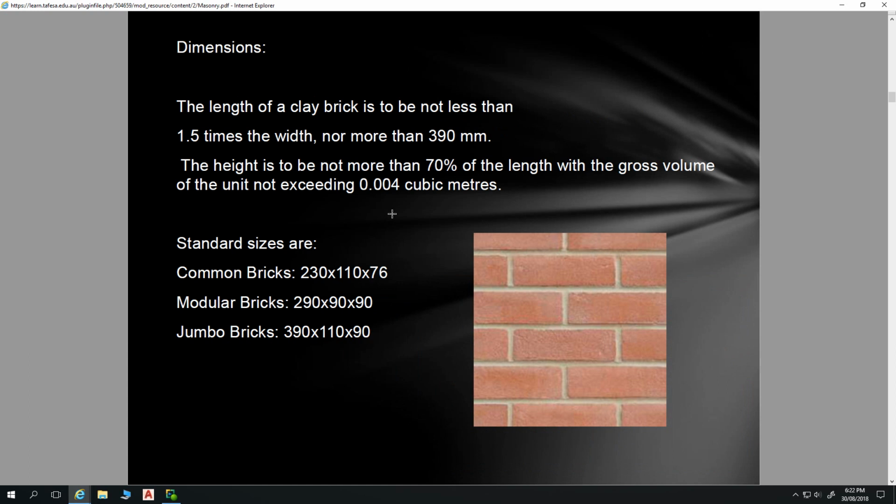Just some aspects around the Australian standard that governs the size of bricks. So the length of the clay brick is to be not less than 1.5 times the width, nor more than 390 millimeters long. The height is to be no more than 70% of the length, gross volume of the unit not exceeding 0.004 cubic meters. That's not going to be an issue. Typically, you go to buy bricks, bricks are a size. However, one thing I like to show here.